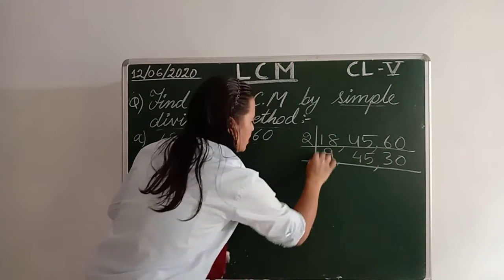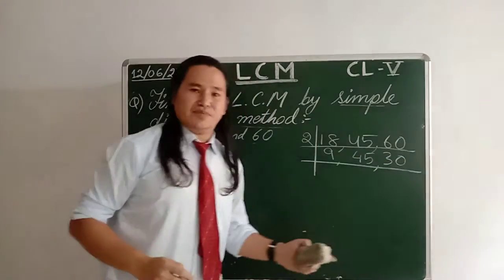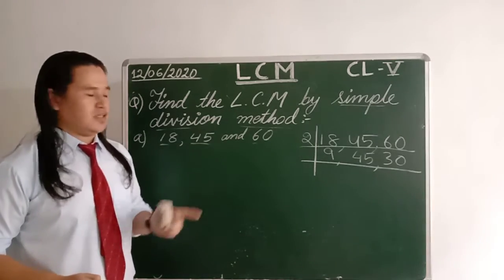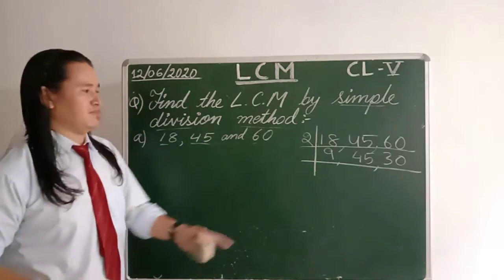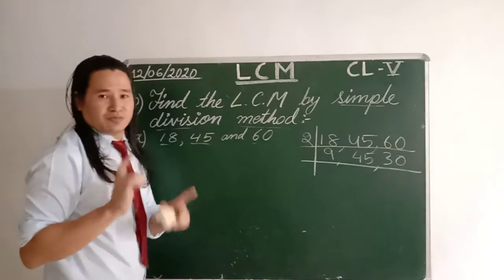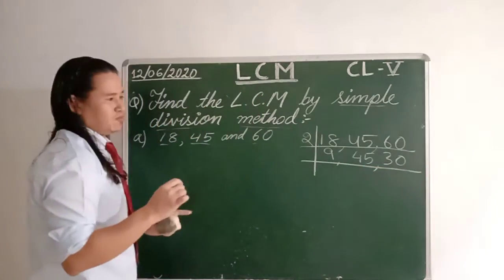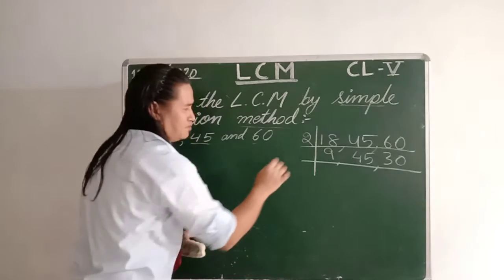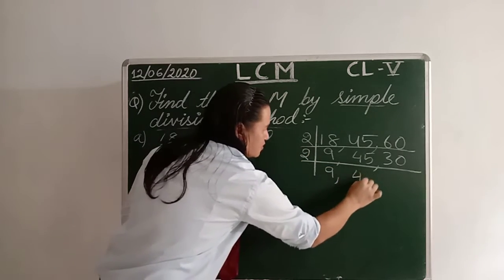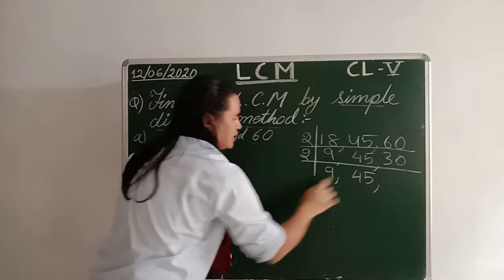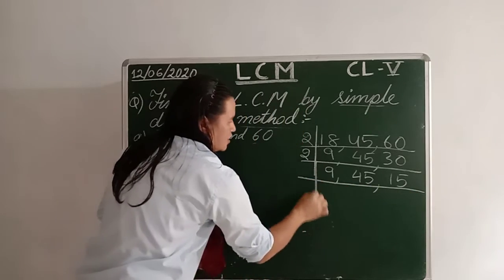Now again see the same line, whether the number can be broken down by 2. If the number can be broken down by 2, then we will break it down. If not, then we will proceed to the next number, that is 3. So here 9 we cannot break down by 2. Even 45 we cannot. But this 30 can be broken down by 2 because 30 is an even number. So 9 and 45 we write as they are, but 30 we can break down. 2 15s are 30.